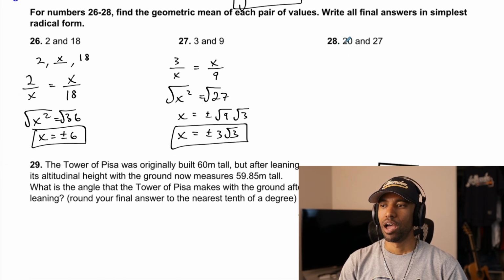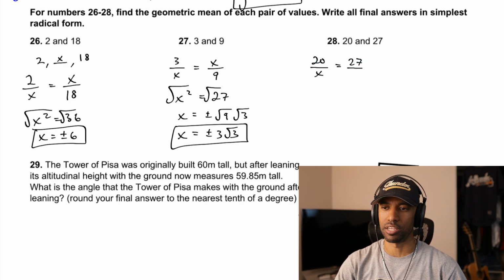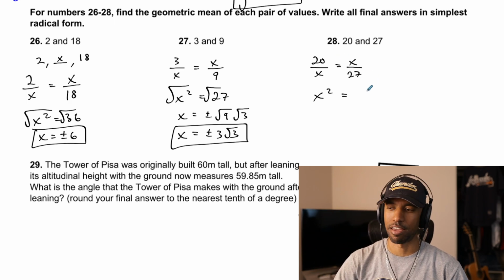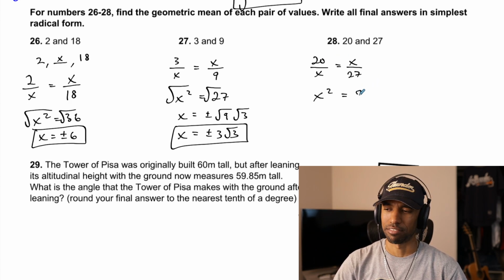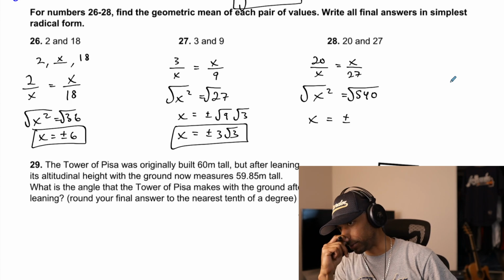You betcha. All right, number 28, we got 20 and 27. Hey, 20 over x equals 27 over x. Oh, sorry, equals x over 27. That would have been wrong. Equals x over 27. If I cross multiply, I get x squared equals 20 times 27, 540. Wait, yeah, 540. I got to take the square root of both of these, and I get x equals plus or minus. Oh, what can 540 get in with?